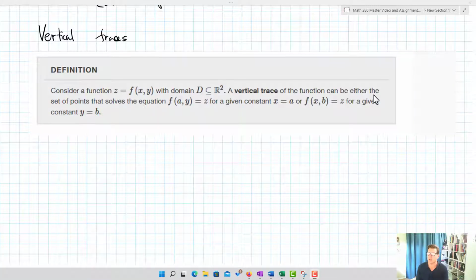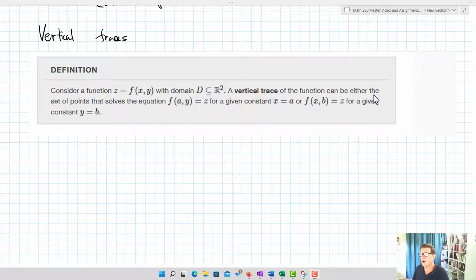Now we've got something called a vertical trace. A vertical trace is the same exact thing as a level curve, except instead of having a constant value for z, we'll have a constant value for x, or a constant value for y. In this definition, a vertical trace of the function can be either the set of points that solves the equation f of a, y equals z for a given constant x equals a, or f of x, b equals z for a given constant y equals b.